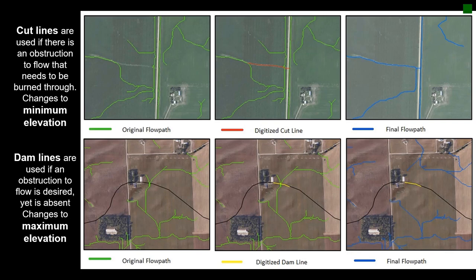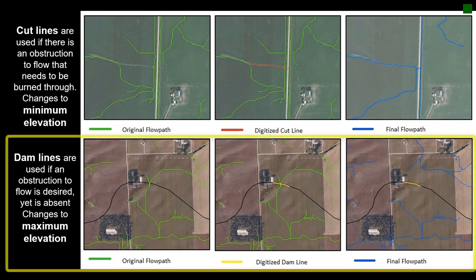The way this works is a cut line is drawn, shown there in red, and then the minimum elevation value that falls underneath that line is extracted and applied to the cells all along that line. This will be used in cases where you want to show that there are culverts or maybe that flow will be going under a bridge.